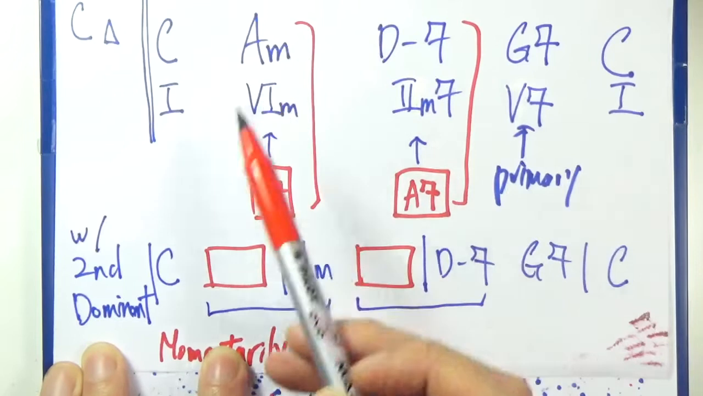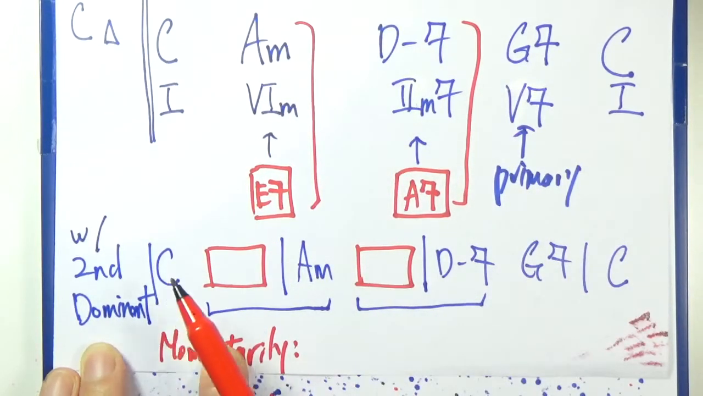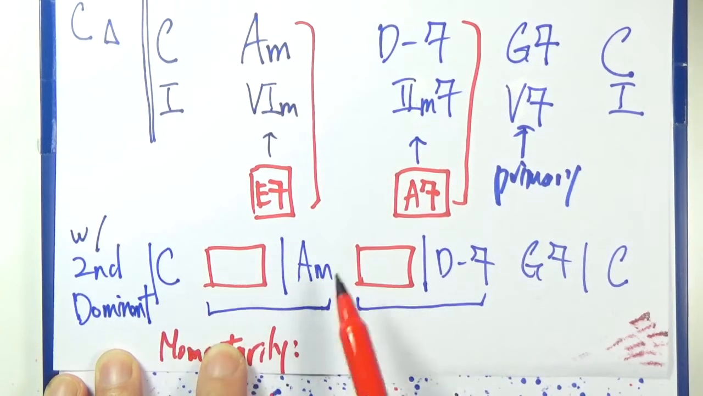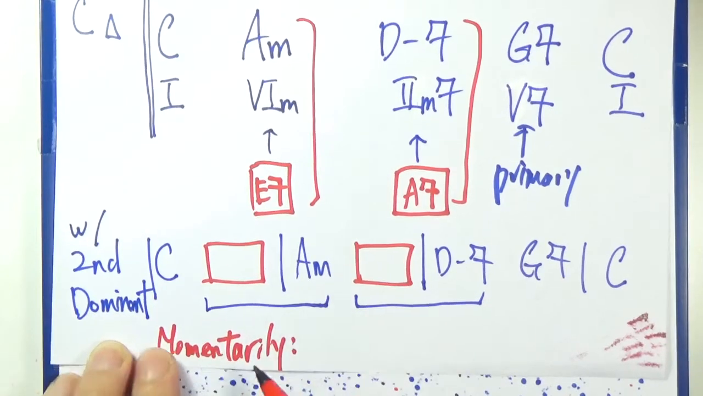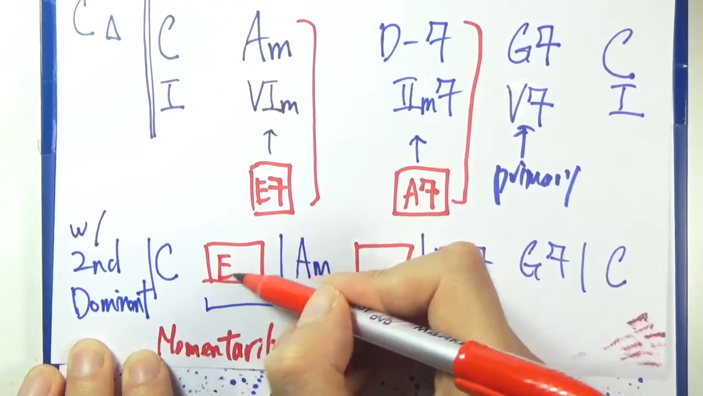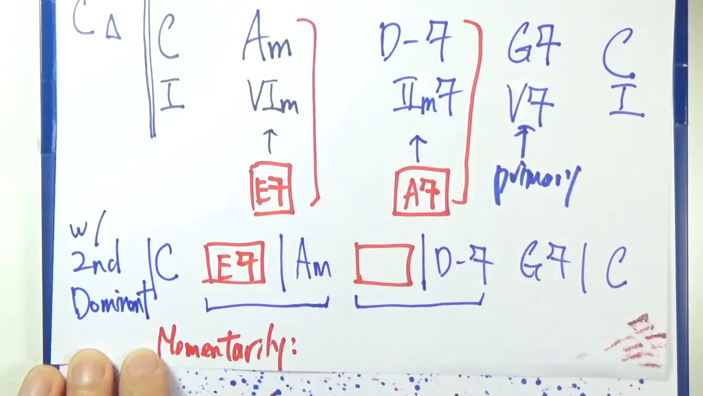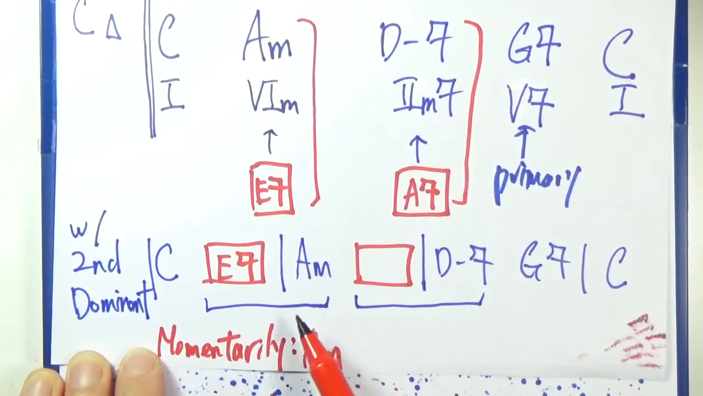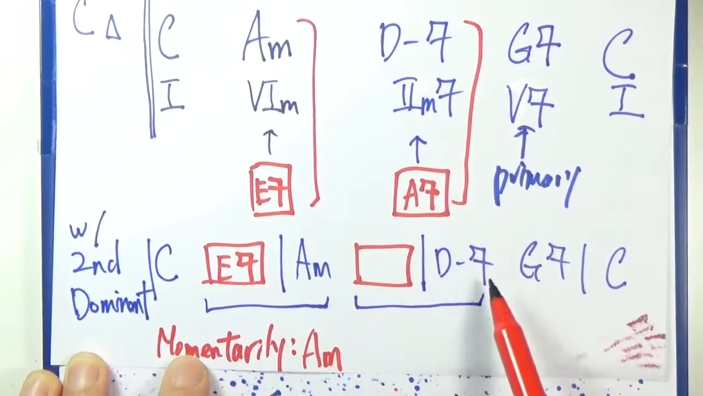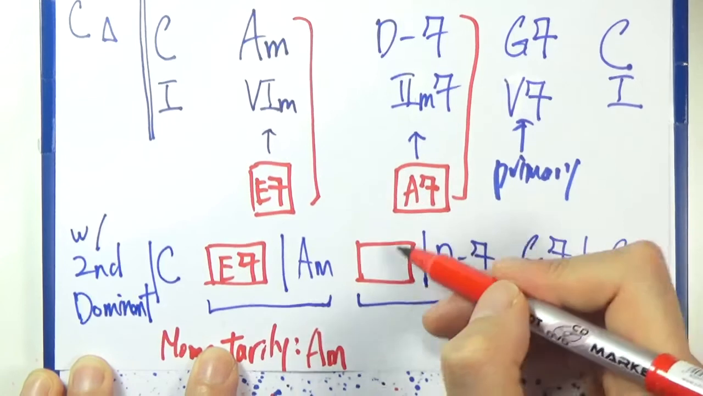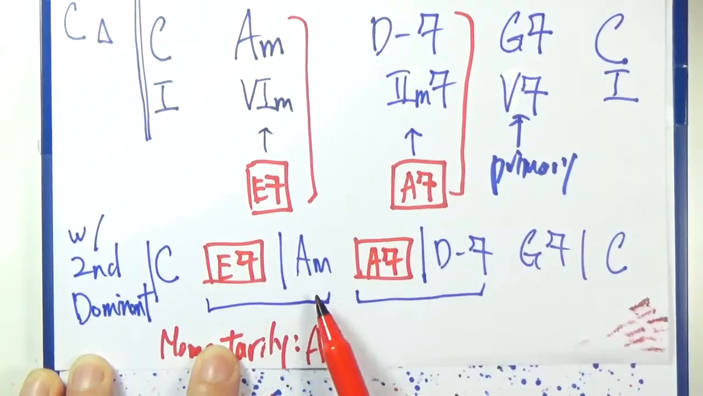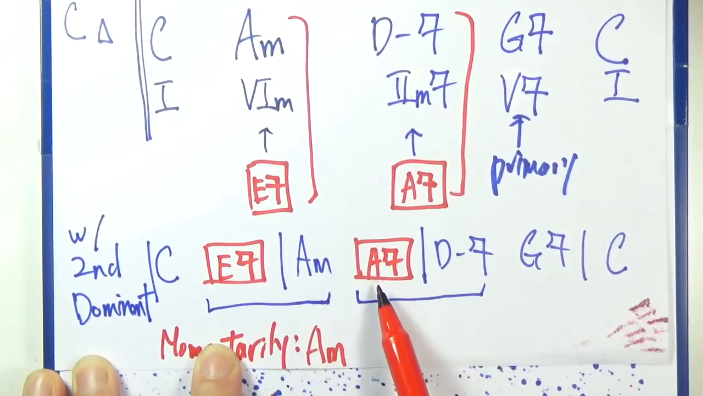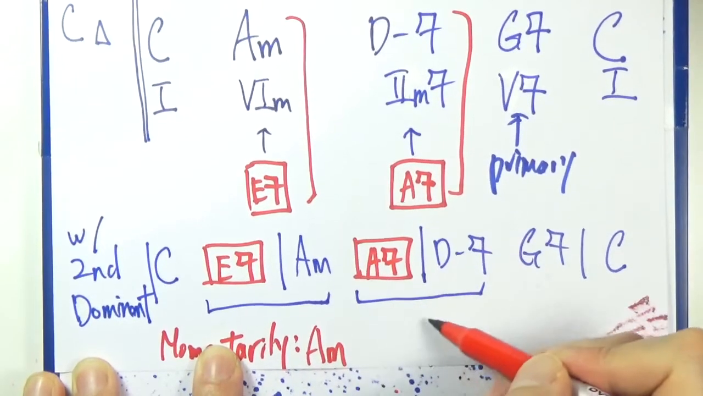Usually on a jazz chart, it will look something like this. This is almost the same chord progression, but with secondary dominants. C going to A minor, and before you go to the A minor, you can add an E7. So 2 beats C major, 2 beats E7, and that way you're momentarily in A minor. And for D minor, you can add an A dominant 7 here: 2 beats A minor, then 2 beats of A dominant 7, and then you're temporarily in D minor.